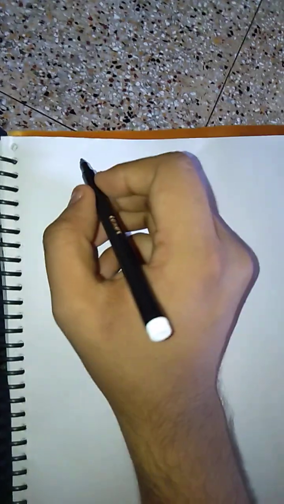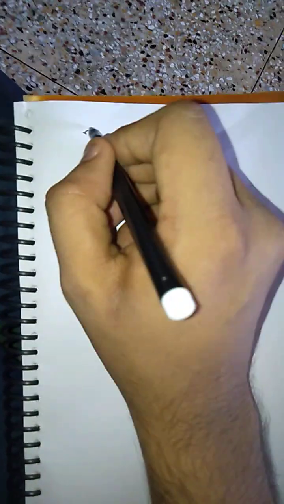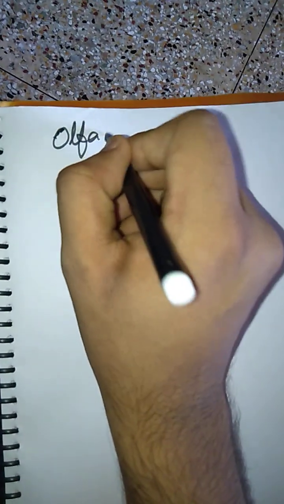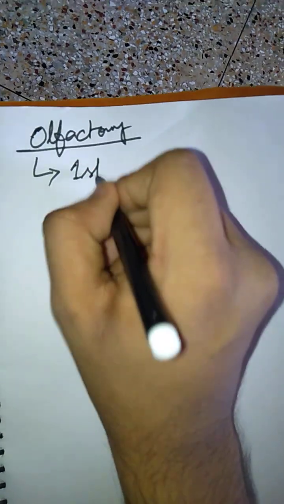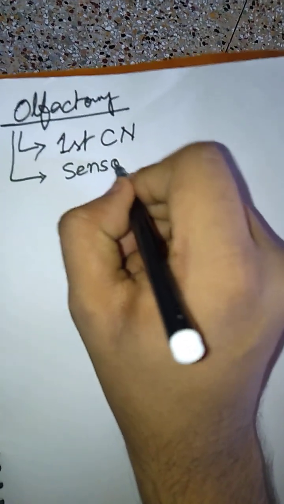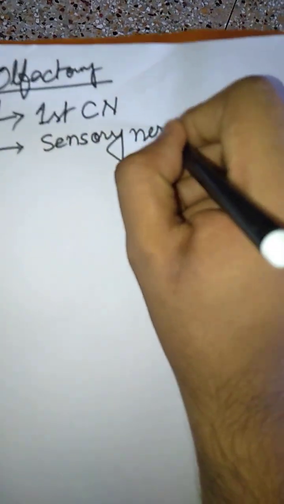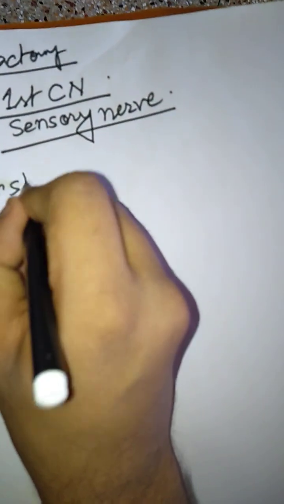Hi, okay. Now I am going to discuss the first, second, third, and fourth order neurons. Olfactory, first cranial nerve, sensory nerve. First cranial nerve and sensory nerve. Okay. First neuron.